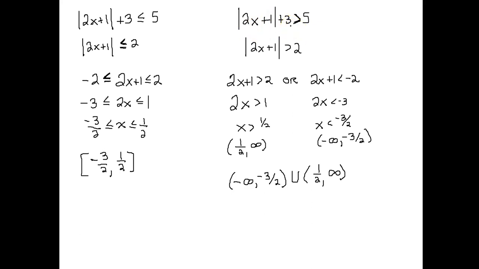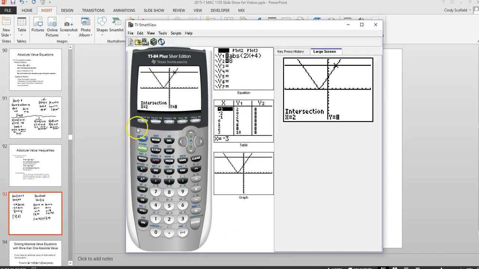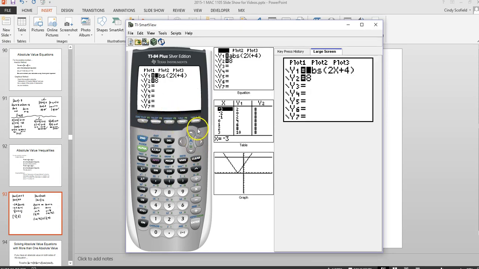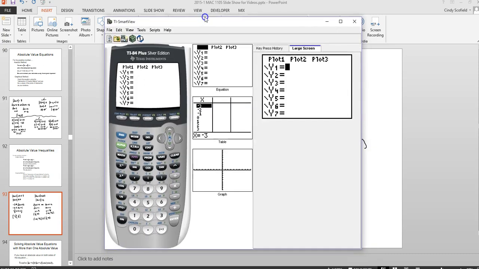Okay, let's stick that one in a calculator too. I love seeing the pictures in the calculator to see how this works. All right, so let's go back to y equals. Let's clear y1. Let's clear y2. Let's put our new stuff in. Left side, okay, absolute value of 2x plus 1 and then plus 3.